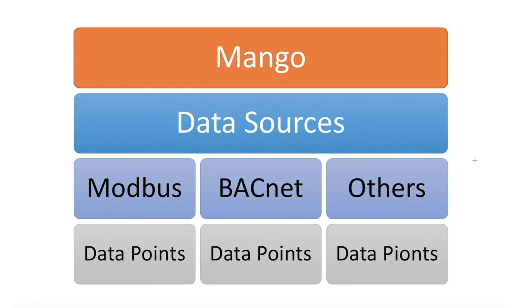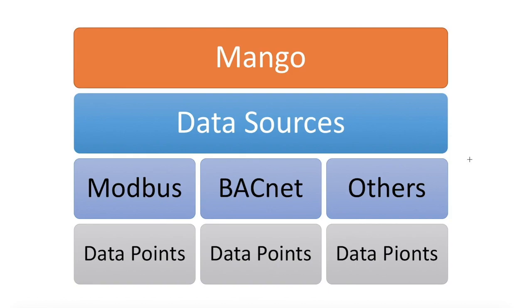So within each type of data source, you then have data points. And a data point is going to represent an individual value inside of a controller or device. So if we're talking to a PLC, that PLC may have several data points. It may have a pressure reading, a temperature reading, humidity reading. As we discussed in our previous course, there are 4 basic types of data points that Mango can read: numeric, binary, alphanumeric, and multi-state.